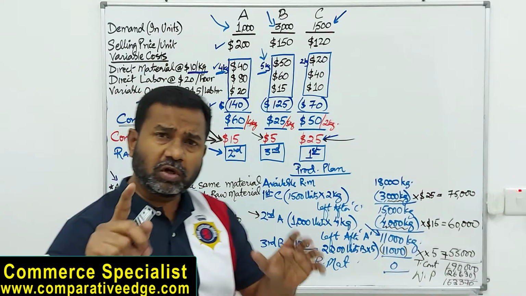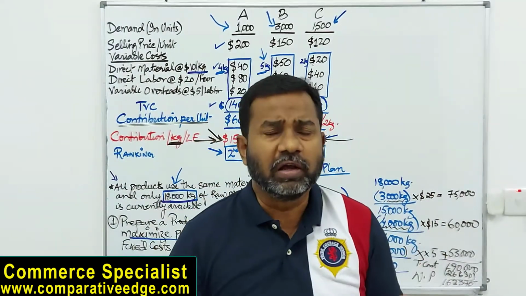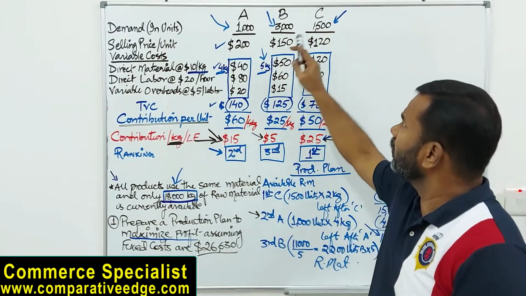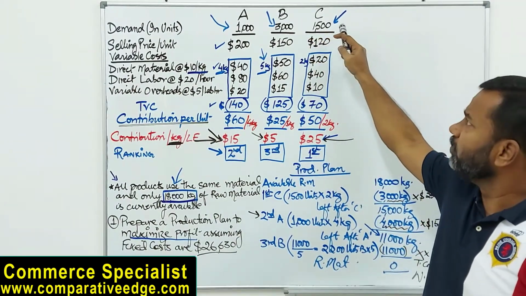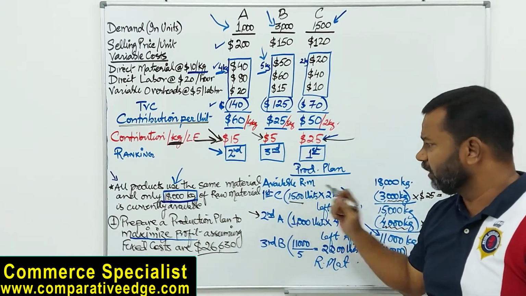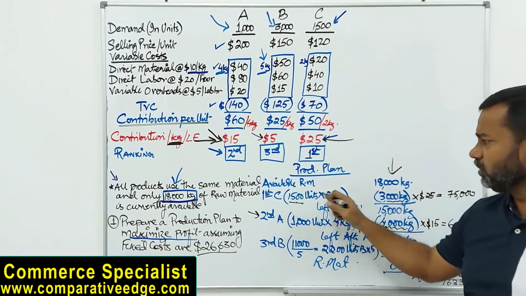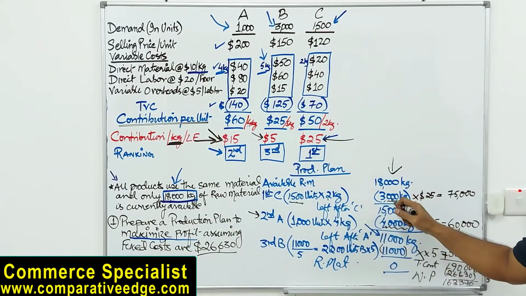But here please note of caution, remember we will not manufacture as much as we want. We manufacture keeping in the constraint of demand. The demand is 1500 units. That's why I am making 1500 units for C. 18,000 kilograms were available, 1500 units, each unit required 2 kilograms. I ended up using 3,000, I'm left with 15,000.